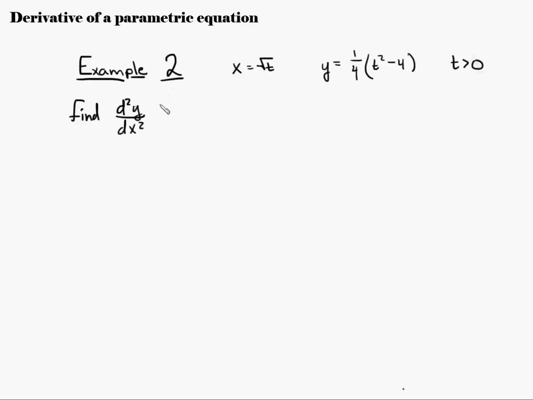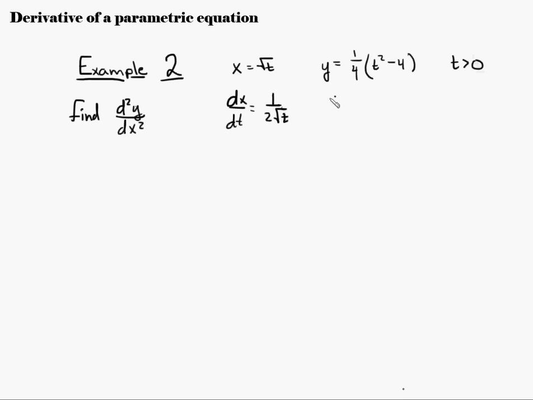Alright, this is another example of taking the derivative of a parametric equation. This time I want to find the second derivative of y with respect to x. So I'm going to start the same way by taking the derivative of each of these functions with respect to t. dx/dt is equal to, if this was just t to the 1/2, it'd be 1/2 t to the negative 1/2.